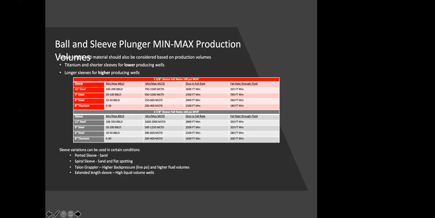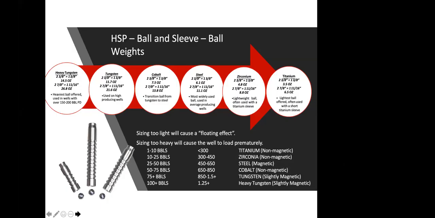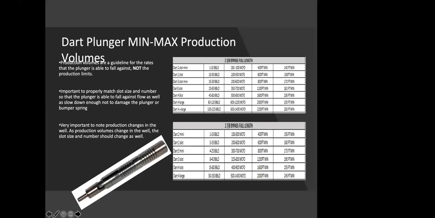The next slide, Tawny, should be referring to a dart plunger? Yes. Okay. This is a different type of bypass plunger. It doesn't have quite the same fall rates as a ball and sleeve plunger, but it can be a better fit on a lot of wells. One, because it's just one piece, so it doesn't have those extra components you have to deal with. Two, it's typically a longer tool, so it has a better seal area for the length of the plunger.